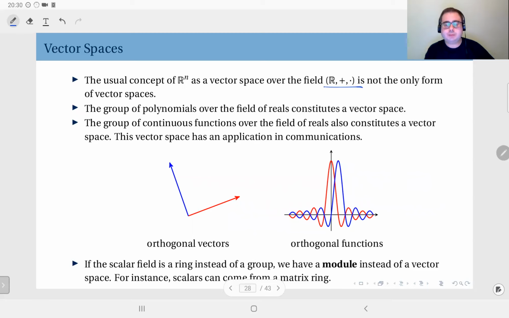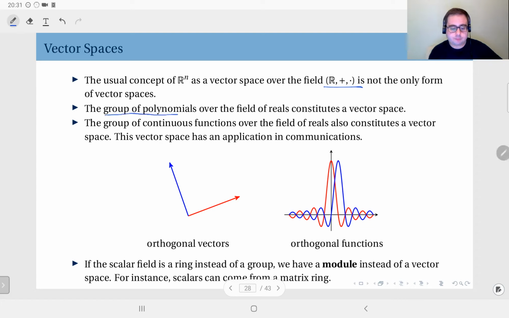Your scalars come from reals. So when you scale a vector in R to the power n by a real number, what you get is, again, a vector in R to the power n. But this is not the only form of vector spaces. As I said in the beginning, this is an abstraction, and anything that obeys the given axioms, you can define as a vector space and use all the results we have in, let's say, geometry over R to the power 3, for instance. If they can be generalized, you can use them over other vector spaces.